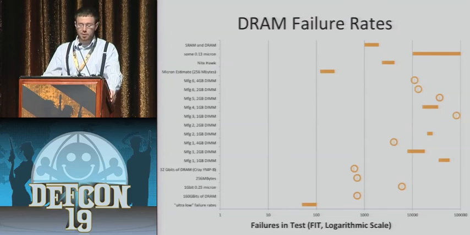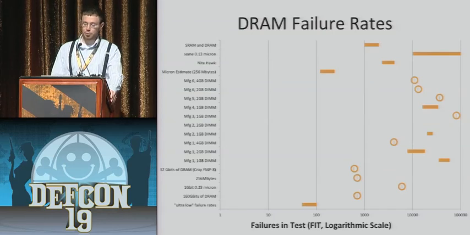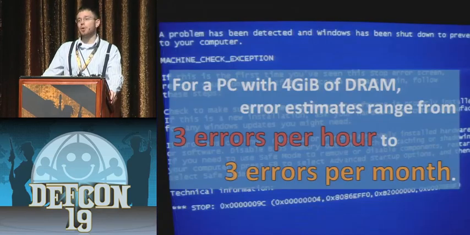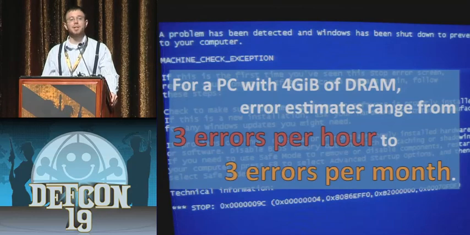But we don't typically think in terms of 1 failure in 1 billion operating hours, so let's put this in a more usable perspective. If you go to Dell.com, the cheapest PC you can buy will have 4 gigabytes of RAM. Assuming the worst case scenario from the previous slide, that PC will encounter approximately 3 bit errors per hour. Assuming the best case scenario, it'll encounter approximately 3 bit errors per month.